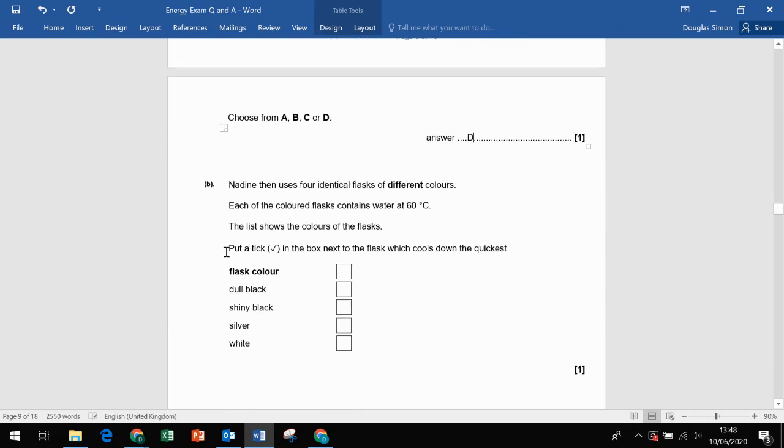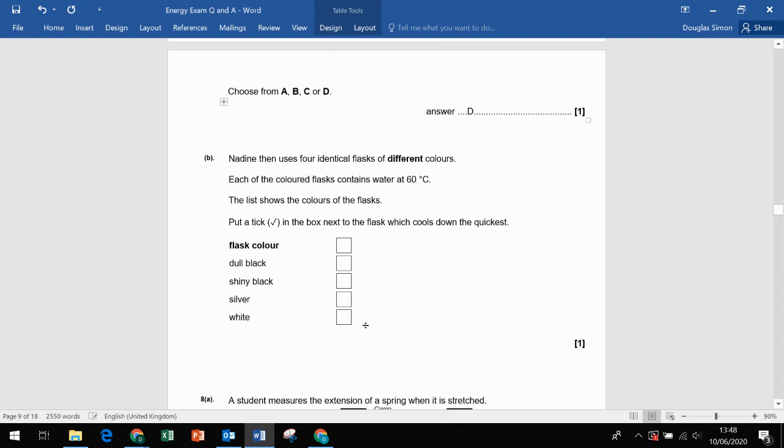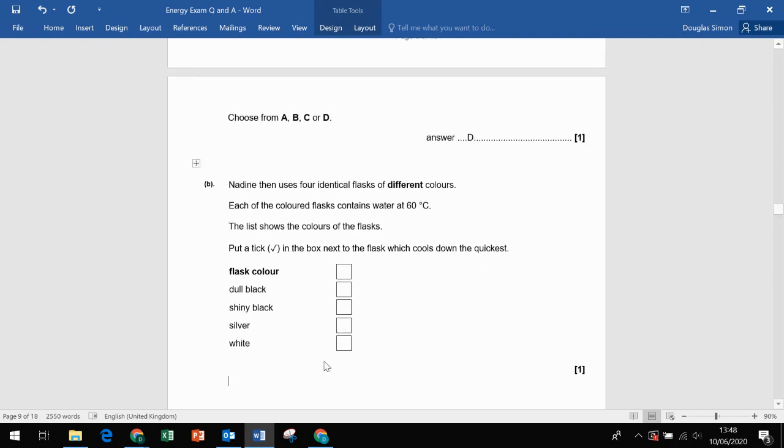Nadine then uses 4 identical flasks of different colours. Each of them starts at 60 degrees. The list shows the colour of her flasks. Put a tick in the box next to the flask which cools down the quickest. So we need to know that black surfaces emit more than white surfaces. And we need to know that dull surfaces emit more than shiny surfaces. So it's going to be one of these two. Silver is obviously shiny, and it's going to be dull black. Okay, so dull black answer.